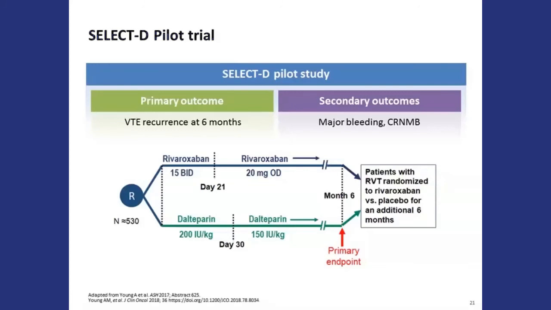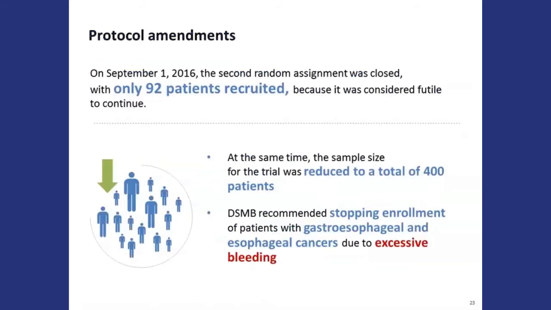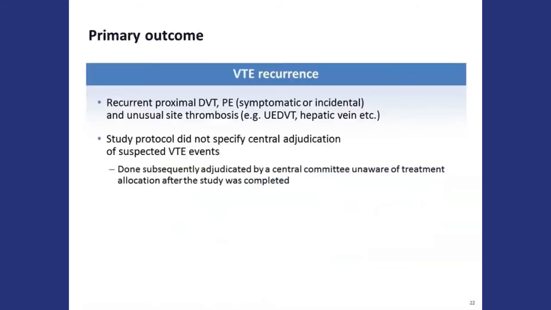I don't know why, but I suspect that people were uncomfortable with a placebo arm, and they actually could not do this second randomization, and they had to close that part of the trial. But the original part, the first 6 months, I think is still very relevant to the acute treatment of VTE, so we'll go over those results. Sorry, I keep clicking this a little bit too vigorously.